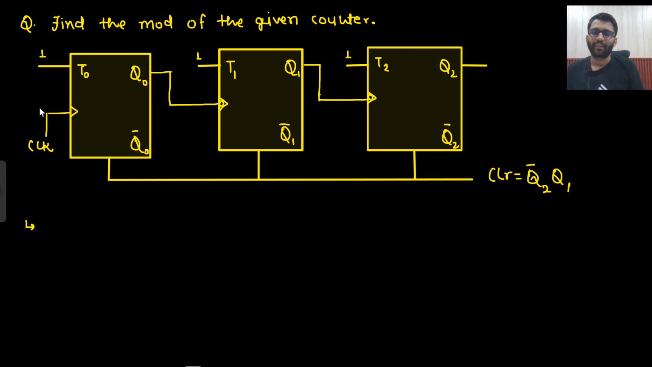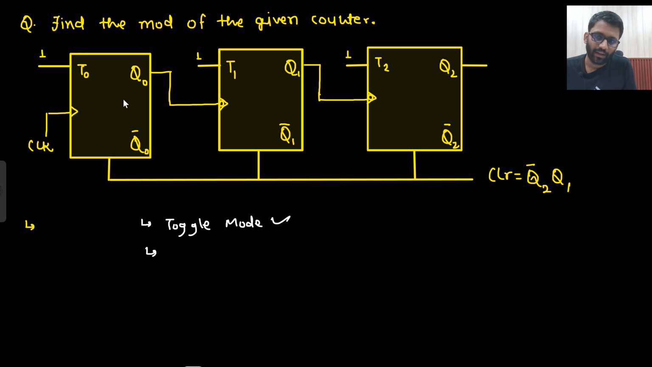Okay. Let's see this question. That same kind of conceptual question. You need to find the mode. So what kind of counter is that? First thing you will see is that all are in toggle mode.